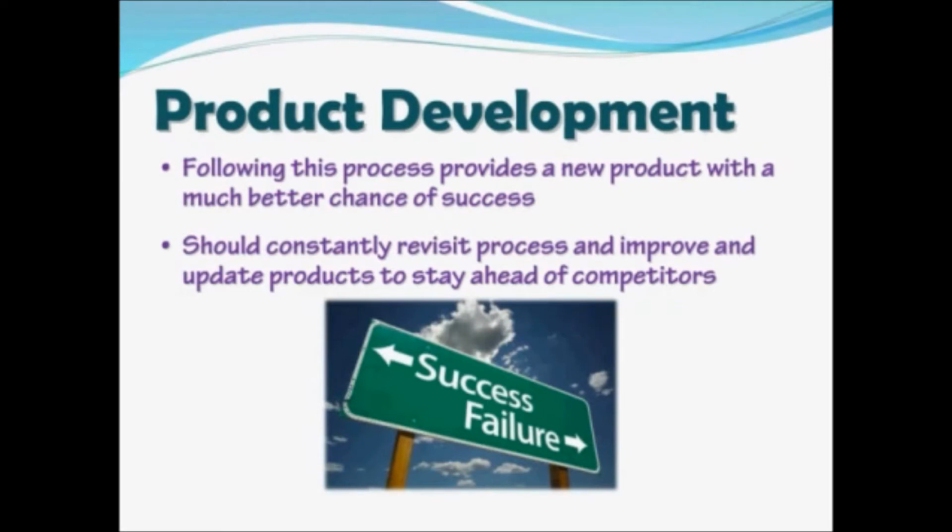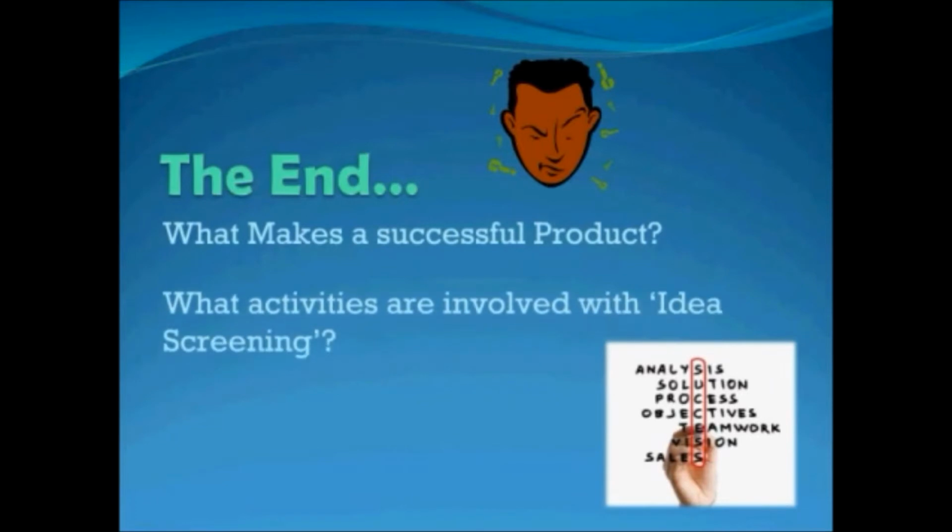Okay, so the product development process. Following these simple steps, 8 steps, you will hopefully, not guarantee, but hopefully improve your chances for successful products. You will hopefully gather profit from this. You will hopefully compete with the existing competitors. This process, however, needs to constantly be revisited. You need to constantly improve your products, update your products, stay ahead of your competitors, and so most companies will continuously revisit this product development process. So this brings us to our end. What makes a successful product?